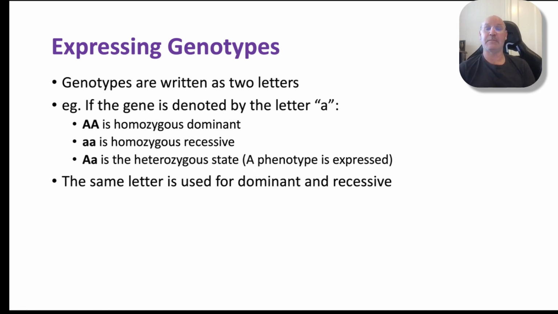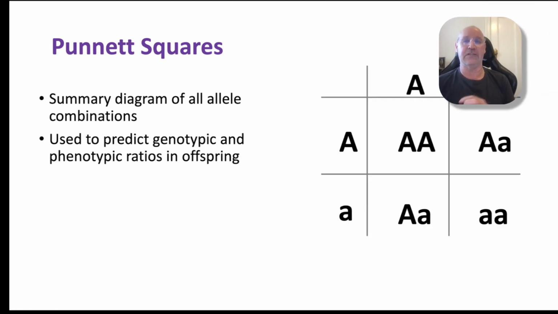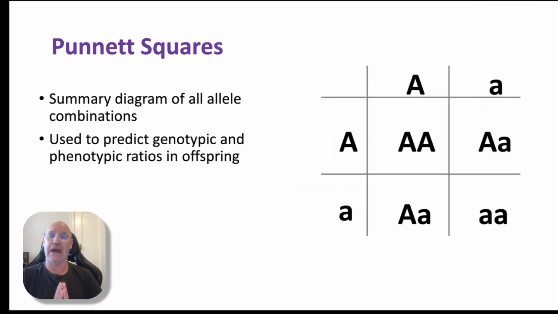Don't forget we use the same letter for the dominant and recessive. So the syllabus objectives are all about predicting what the genotype ratio and the phenotype ratio will be of a cross of parents. One of the ways we can do that is using a Punnett square. It's a really nice summary diagram and a nice way for us to actually do our calculation.